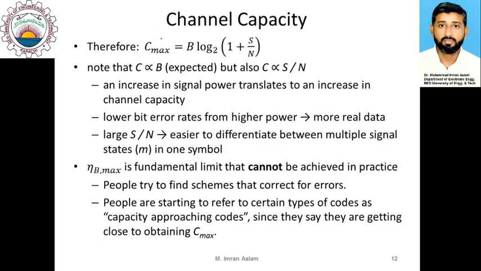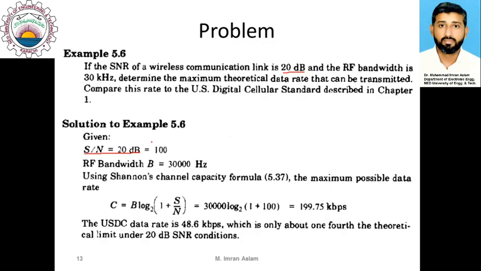You should note that in the expression given here for Shannon's law, this S by N is not in decibels, this is a fractional value. So in order to use this expression, you should have S by N in a fractional form. So this 20 dB is transformed into a non-decibel or fractional value, which is equal to 100. So we have a signal to noise ratio of 100 here.